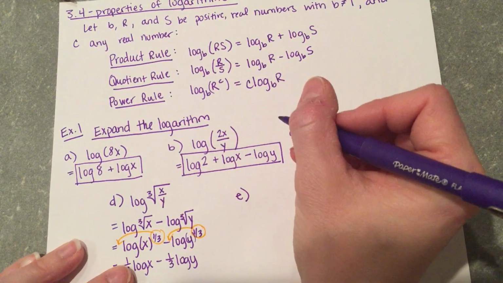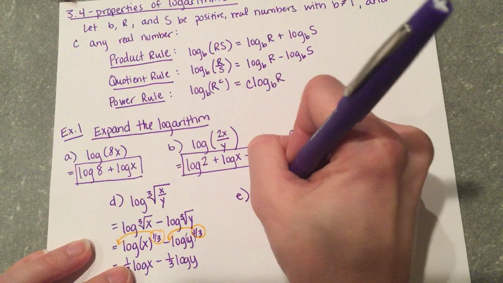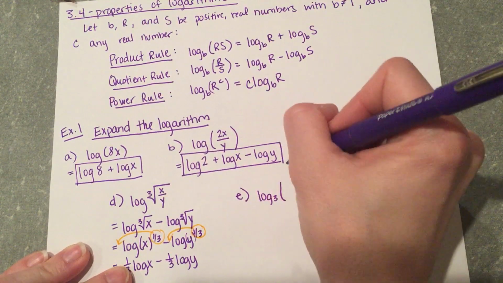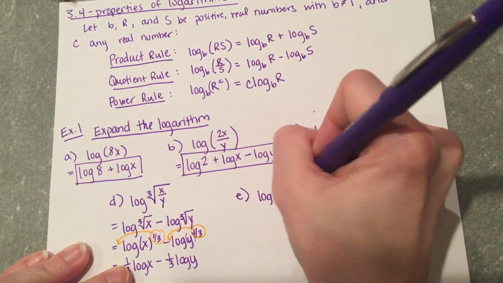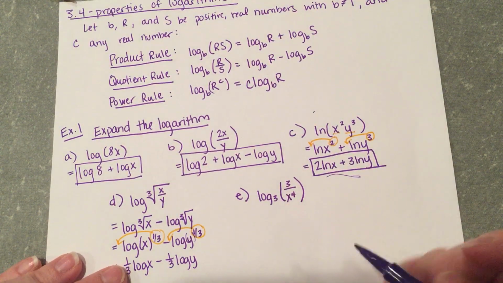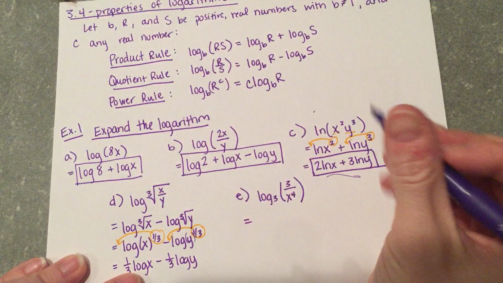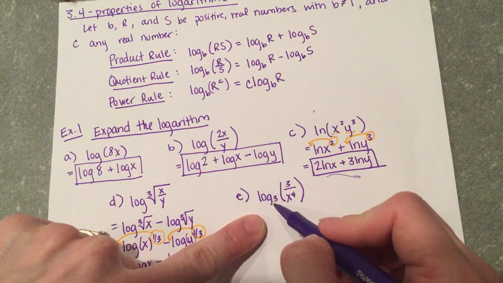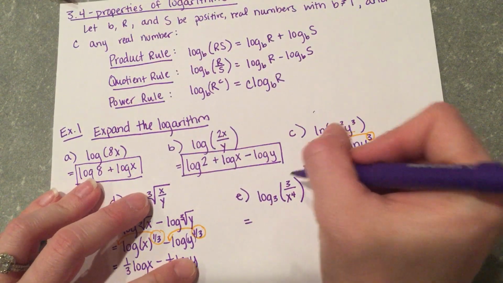Okay, and then for the last one, let's do log base 3 of 3 over x to the 4th. Remember, these rules work the same no matter what the base is, so that doesn't affect your answer. We just need to make sure we're always writing log base 3 for this one.